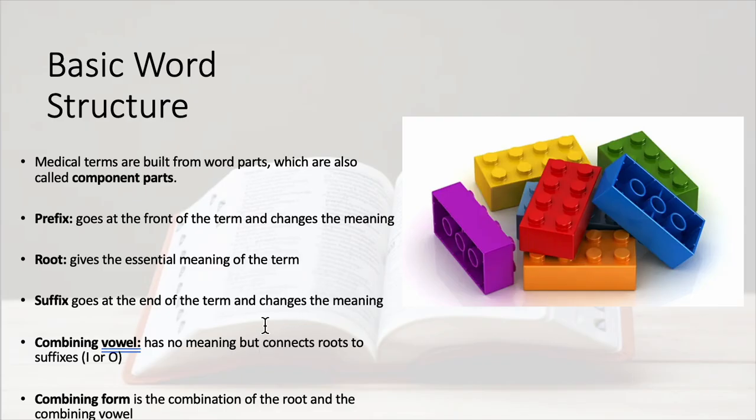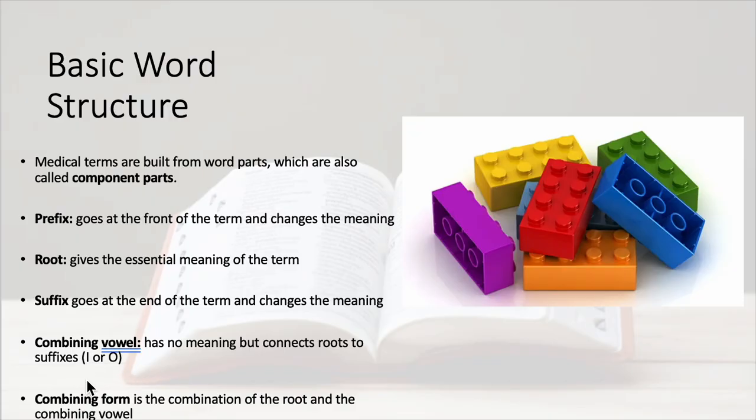The suffix goes at the end of the term, and it can also change the meaning, and we really focused on suffixes last week, but we know that a suffix can completely change the context of the term as well, depending on what suffix is added to a given combining form. The combining form of a word is the combination of the root and the combining vowel. And that combining vowel has no meaning, but it connects roots to suffixes.